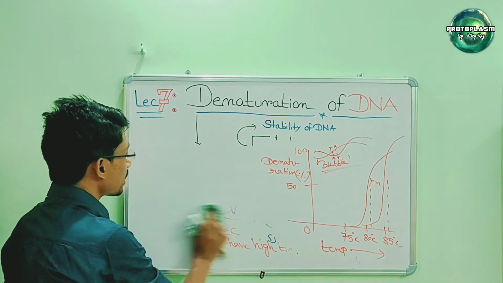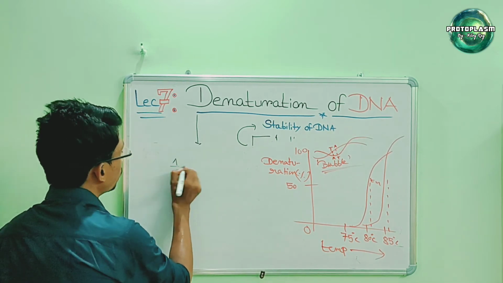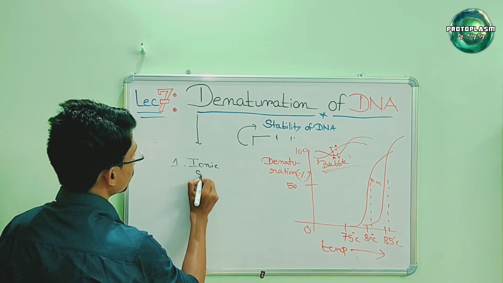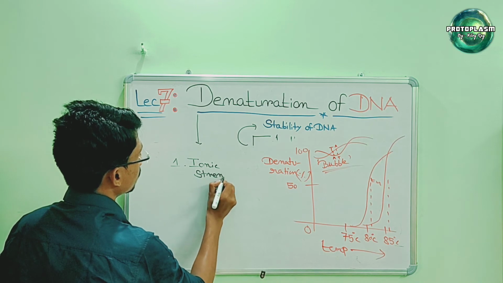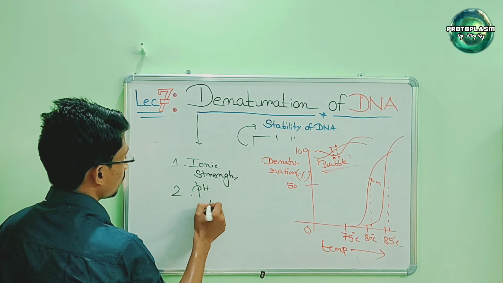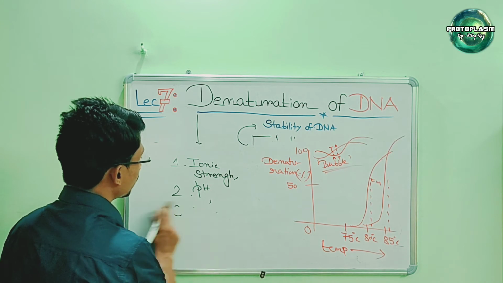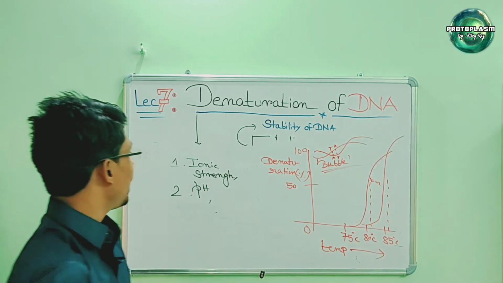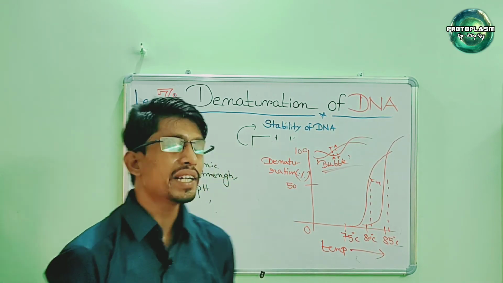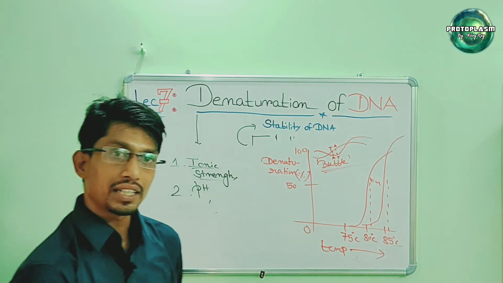Besides temperature, there are also certain factors that can cause denaturation of DNA, such as ionic strength, pH, and salt concentration, which is directly associated with ionic strength. See, in any DNA molecule, as the ionic strength increases, the melting point increases. It means ionic strength is proportional to the DNA melting point.